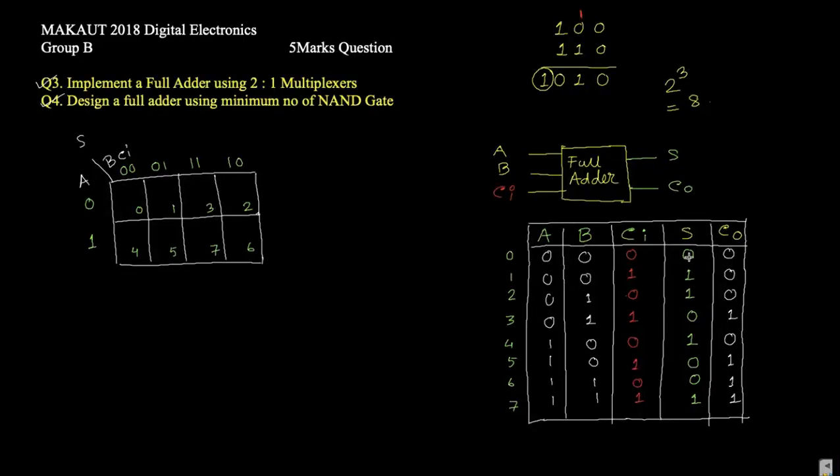So for S, as I want to solve S, it means that S is in the position of 1, 2, 4 and 7. Positions 1, 2, 4 and 7, and the others are kept vacant.